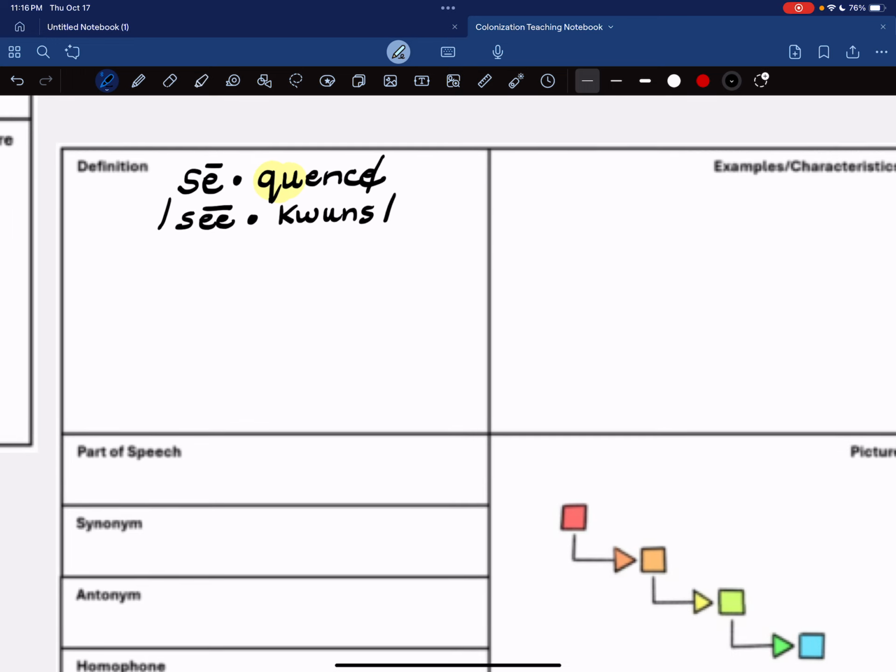And a sequence is a set of steps. And this is a reading vocabulary word. So we're talking about reading paragraphs and stories that have a set of steps in them. You could also describe a sequence as a certain order.